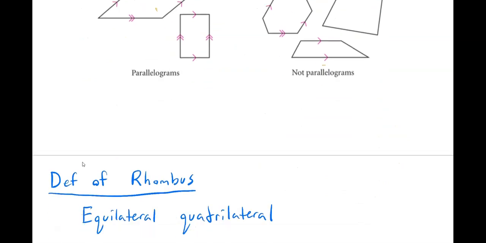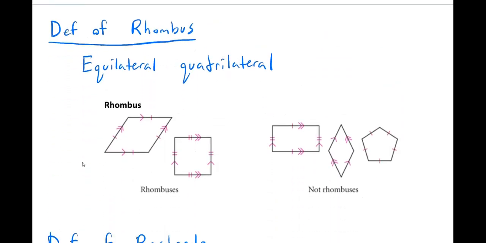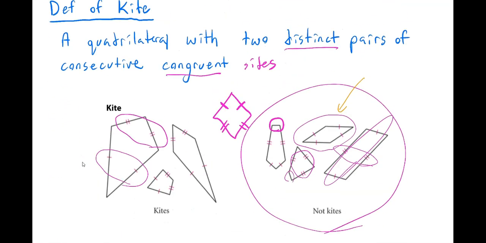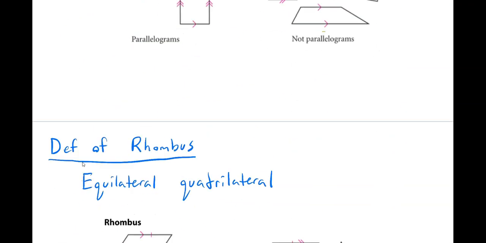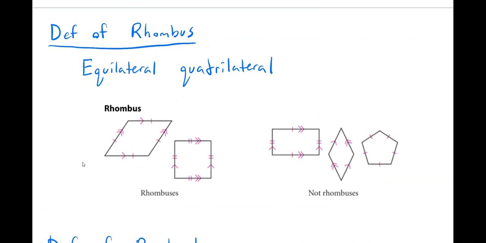Okay. Now, definition of a rhombus. This is that one up here. This was a rhombus here, all 4 sides congruent. So we could just write it succinctly as equilateral quadrilateral. That means 4 sides, and then all sides congruent.